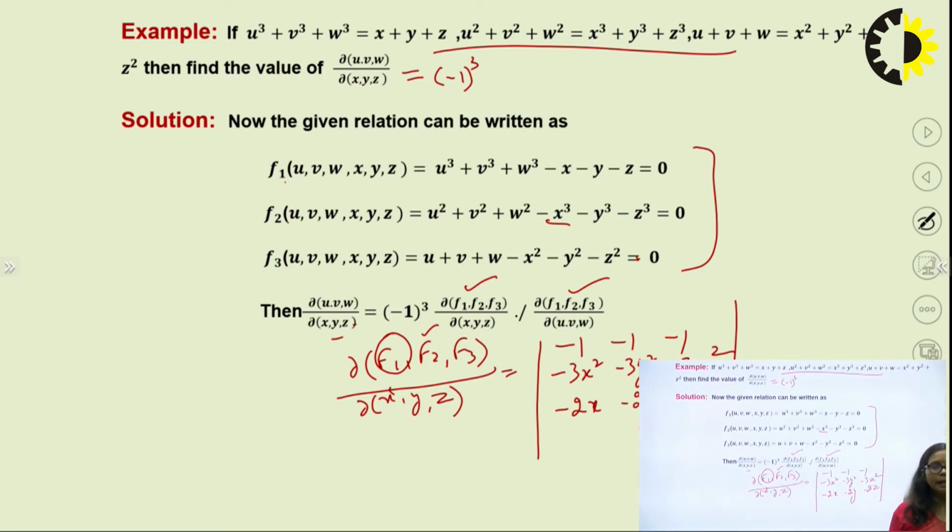First, if I am able to take something common outside from the 3 rows, I take that common outside. In the first row, we take minus 1 common outside. From the second row, I take minus 3 common outside. From the third row, I take minus 2 common outside, which gives minus minus minus, that is minus, and 3 times 2, which is 6. So minus 6 is common outside, leaving 1, 1, 1 inside in the first row. Since minus 3 is common, the second row is left with x square, y square, z square. And since minus 2 is common, the third row is left with x, y and z. So this is what I get over here.